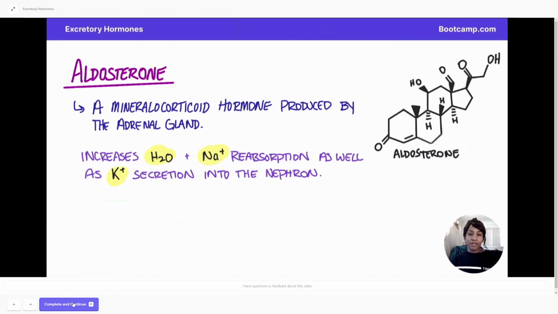So you can kind of think of aldosterone as like a bouncer in a way. You know, it's letting sodium and water in, but it's keeping potassium out. And when I say in, I mean it's letting it back into the blood.